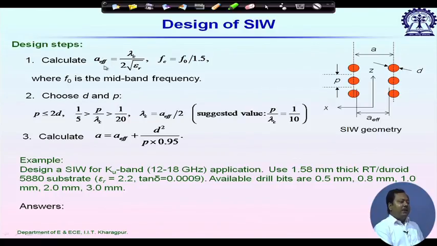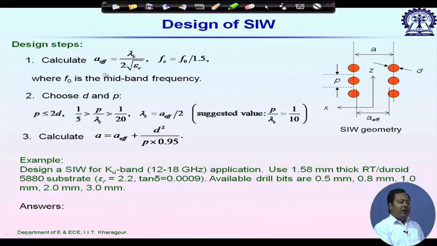So how do we calculate A effective? Let's say the suggested band is given, so you already know the lower frequency and upper frequency. Then you can calculate the mid band frequency of interest, which is simply the upper cutoff plus lower cutoff divided by 2. Then we keep the minimum attenuation point at the mid band frequency. So if your mid band frequency is F naught, we can choose the FC value equal to F naught by 1.5. Once you have FC, you can calculate A effective. So A effective is approximately equal to lambda c by 2 square root of epsilon r.